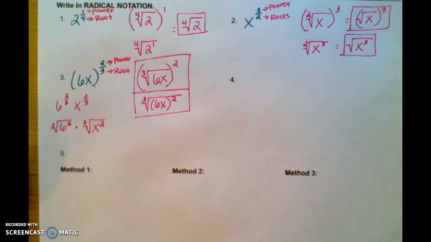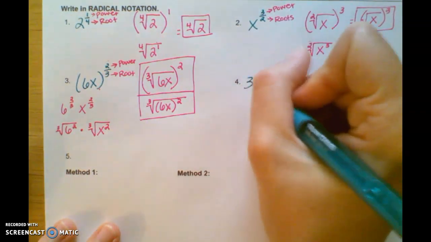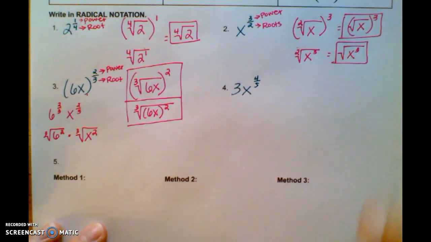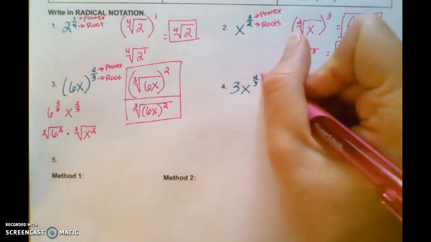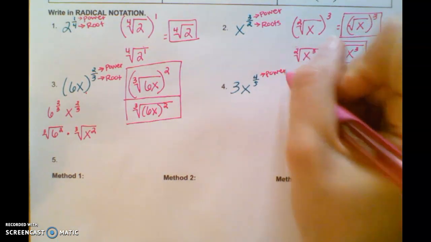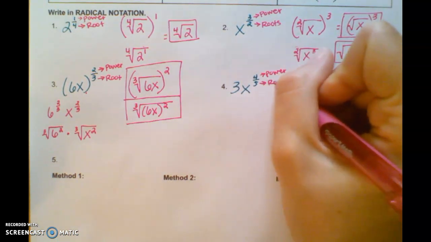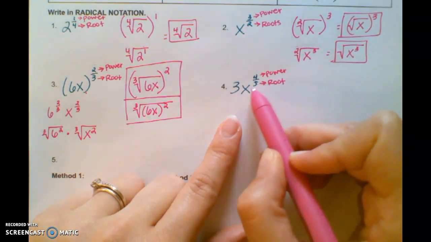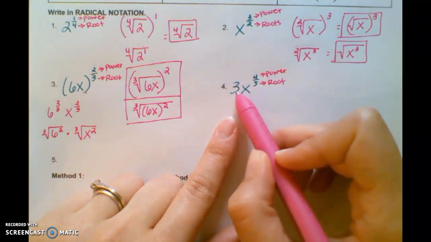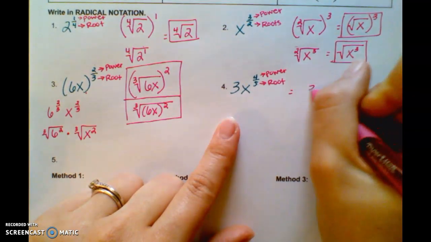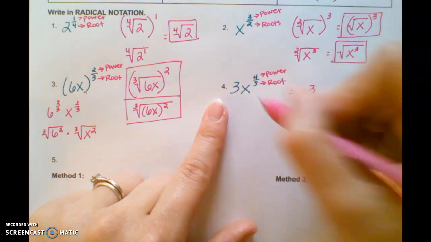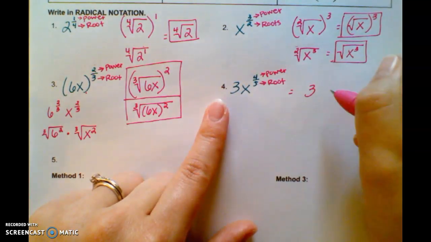All right, last one of these. We have 3x to the 4/5. Well, the 4 is the power, the 5 is the root, but this time be careful. That 4/5, what is it going to? Only the x, not the 3. So I'm actually going to go ahead and just write the 3, leave that alone because it does not have a fractional power. So that 3 is just a normal 3.